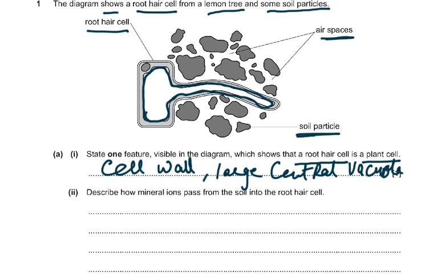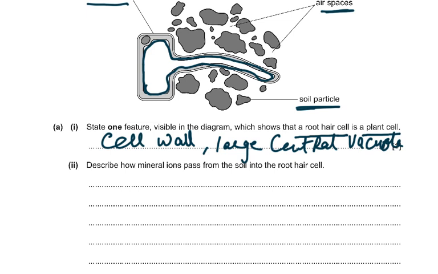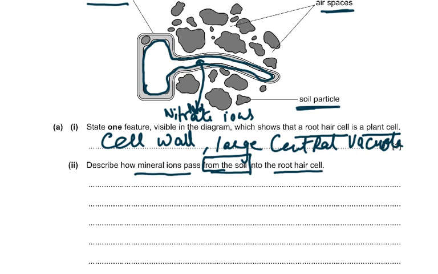Now as we read along the question: describe how mineral ions pass from the soil into the root hair cell. If you're talking of mineral ions like nitrate ions, how do they pass from here to here? They're talking about nitrate ions, phosphate ions, magnesium ions. All these are needed by the plant. So read it carefully: describe how mineral ions pass from the soil into the root hair cell. You have to clearly identify how this is going to happen.